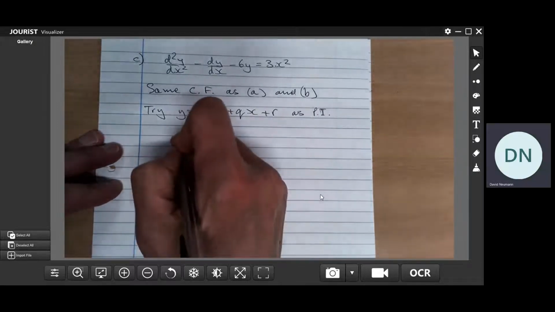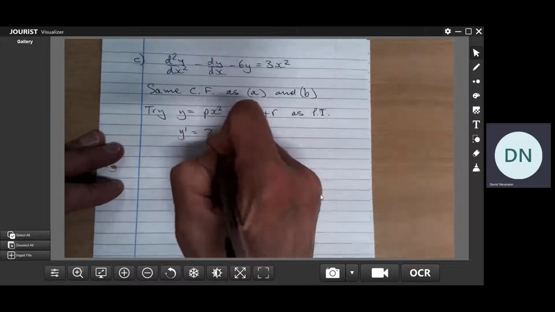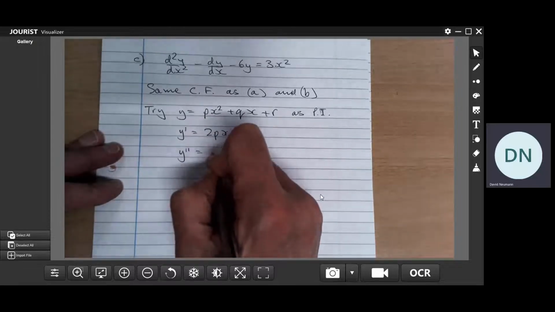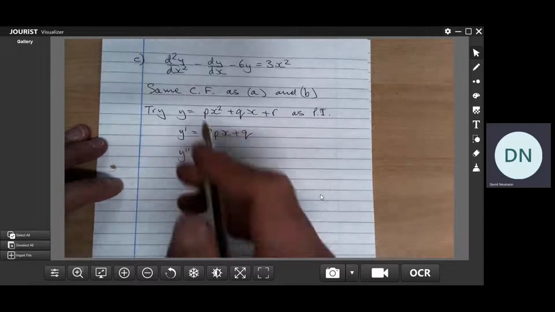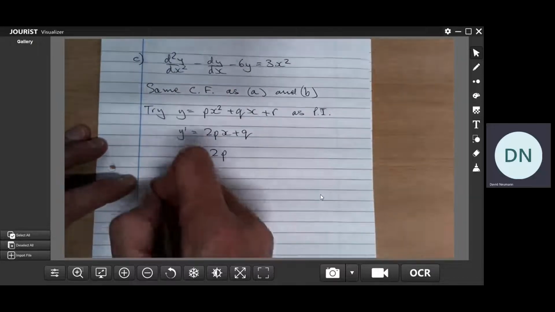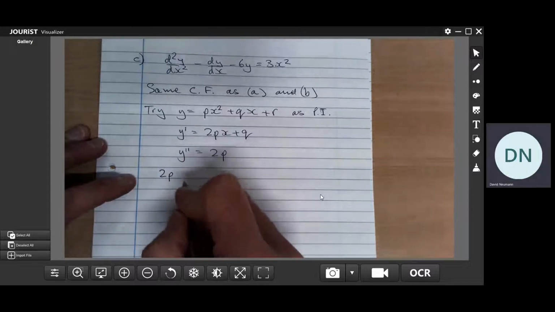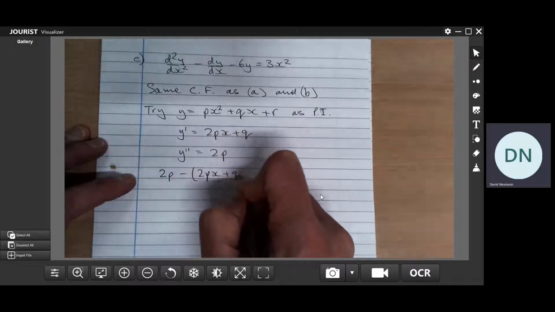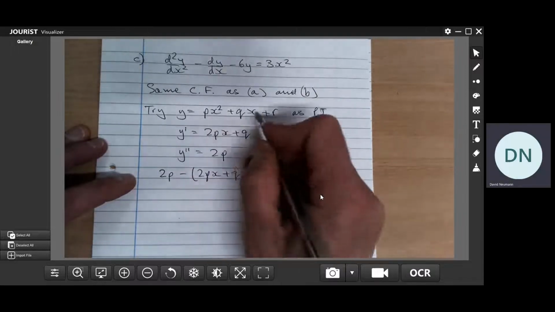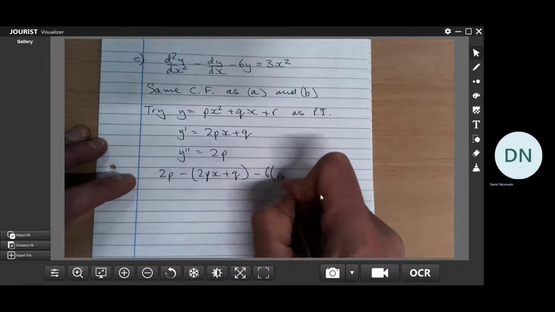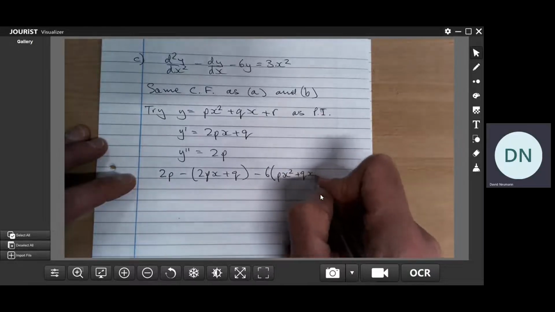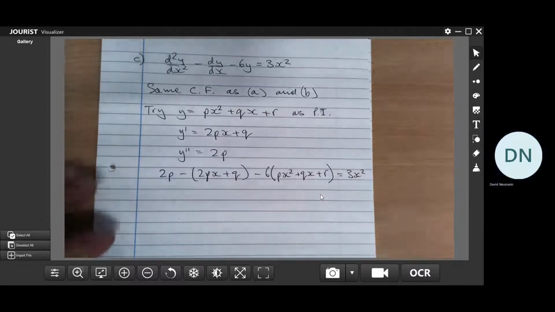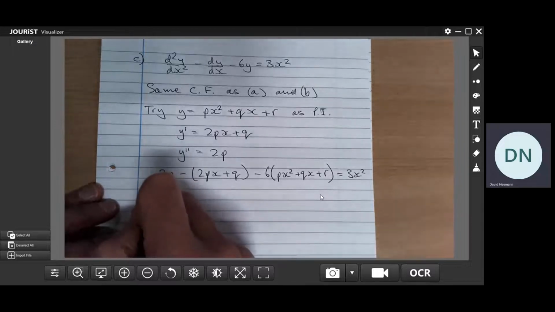We need to differentiate, so y dashed is equal to 2p x plus q, y double dashed is equal to 2p. We're going to substitute back into our equation, so y double dashed, that's 2p, minus y dashed, that's 2p x plus q, minus 6 times this, 6 (p x squared plus q x plus r) has got to be equal to 3x squared. We're going to compare coefficients again.